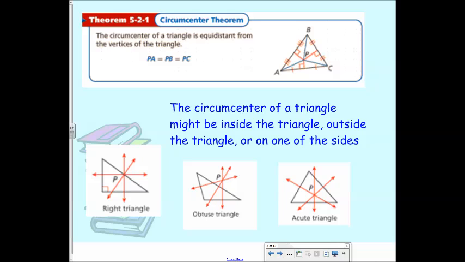If it's right, where is it? Right on the hypotenuse. It's right on the hypotenuse, which is why it's easier to find the circumcenter of a right triangle, because you know it's going to be on the hypotenuse. So whenever you guys have to find them, it will be a right triangle. And we'll talk about a shortcut way to do that. Okay? All right.